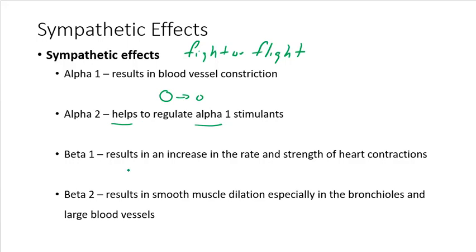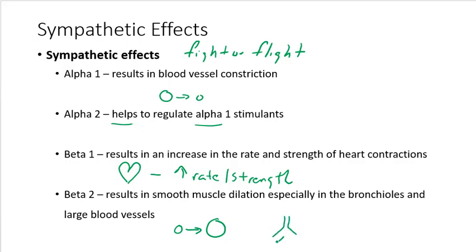Beta-1 receptors are found in the heart. When activated, they increase the rate and strength of the heart's contractions. Beta-2 receptors are found in smooth muscle throughout the body. We are especially concerned with the smooth muscle in the large blood vessels and in the bronchioles. When activated, we see dilation of blood vessels and the airways. This permits more blood flow and airflow into the lungs.